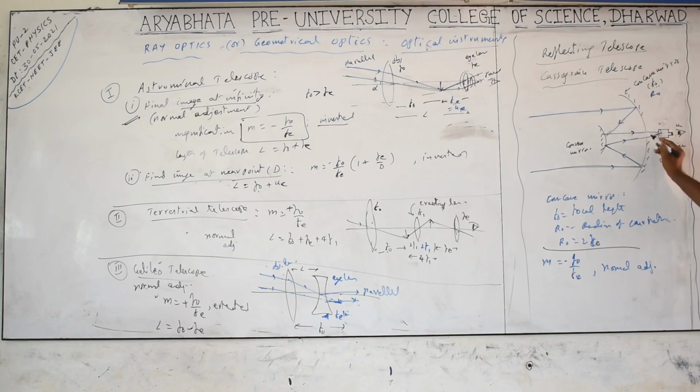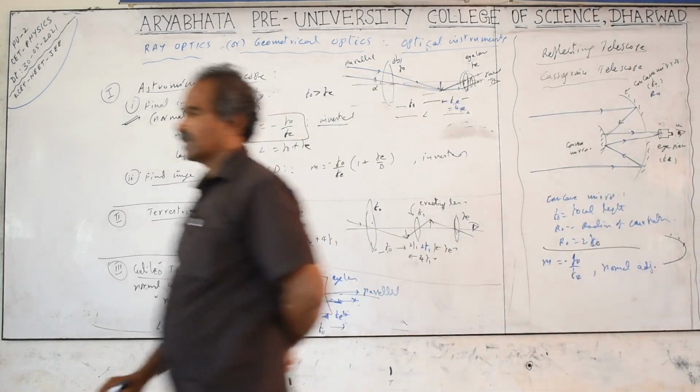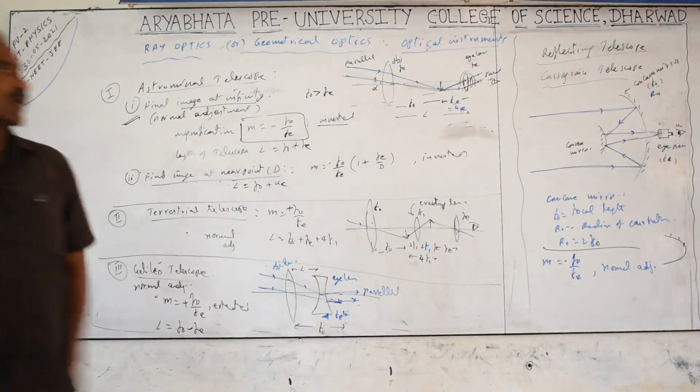Here in the concave mirror there will be a very small hole, through which light will pass. And instead of this concave mirror, parabolic mirrors are generally preferred. With parabolic mirrors there are no aberrations and no distortions, so you get clearer images.